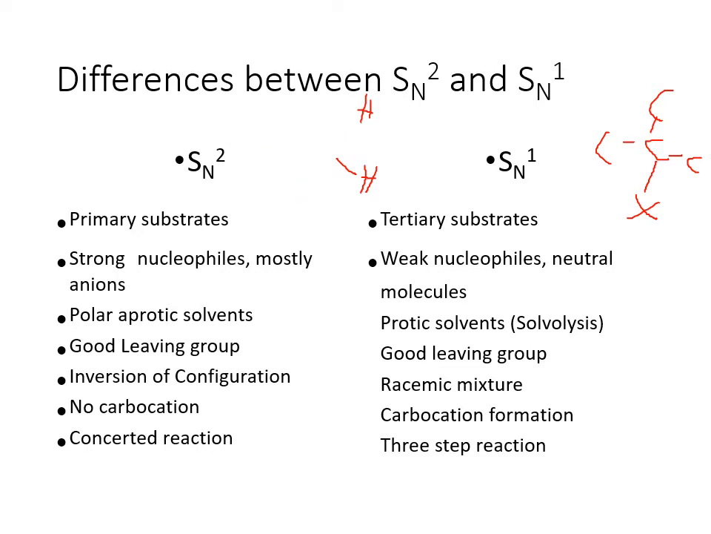Now, what other differences are there? Well, one other thing I need to mention is that a secondary carbon could go either way, right? SN2 or SN1, depending on the reaction conditions. So what other differences are there? You see here, SN2 reactions typically require very strong nucleophiles, so something with an anion, right? As we saw in one of the previous slides. Whereas an SN1 reaction can easily happen with a weaker nucleophile that's neutral.